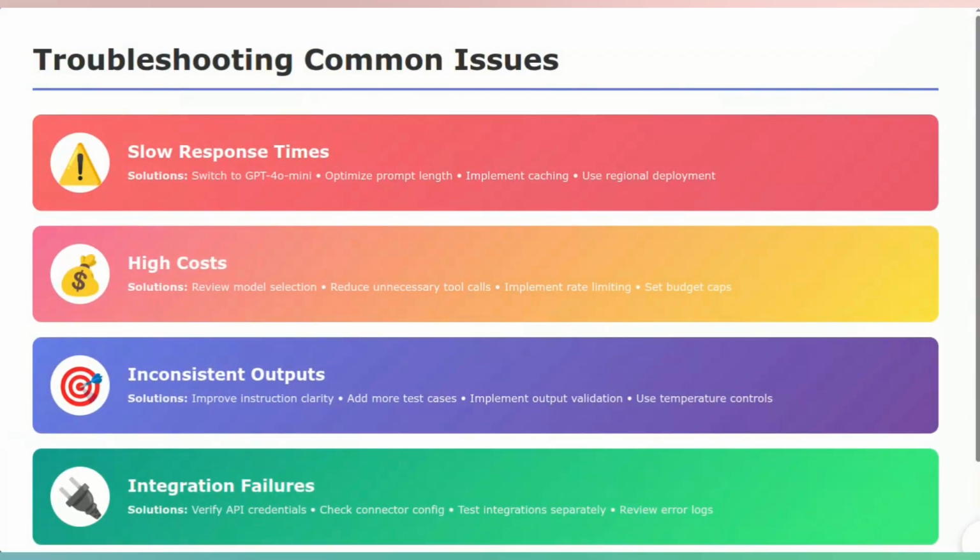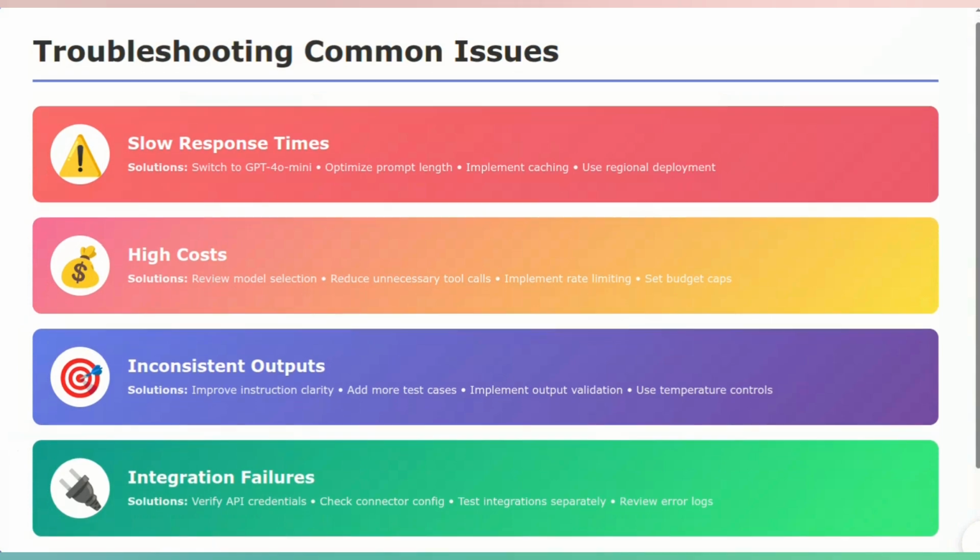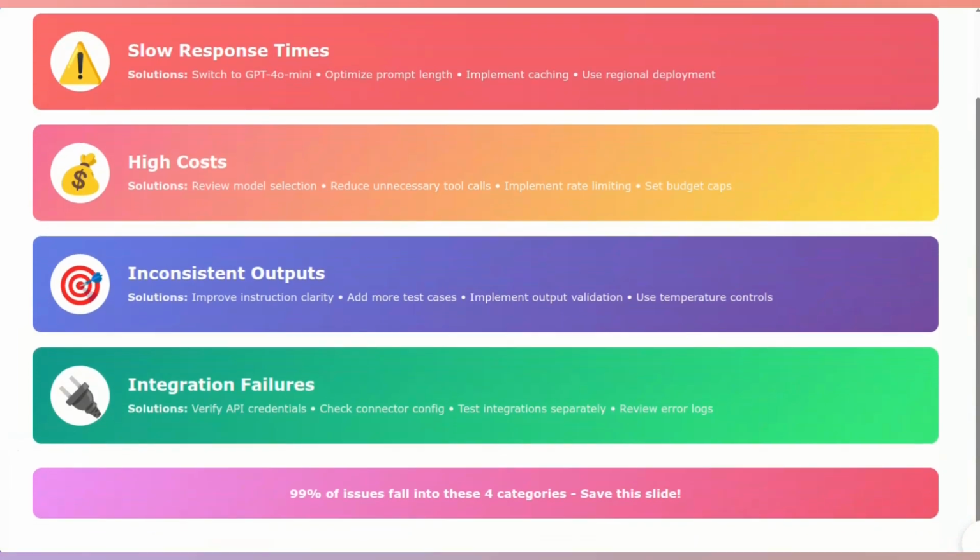Let's troubleshoot common issues you might face. Slow response times? Switch to GPT-4o Mini. Optimize your prompt length, implement caching for common queries, use regional deployment. High costs? Review your model selection, reduce unnecessary tool calls, implement rate limiting, set budget caps.